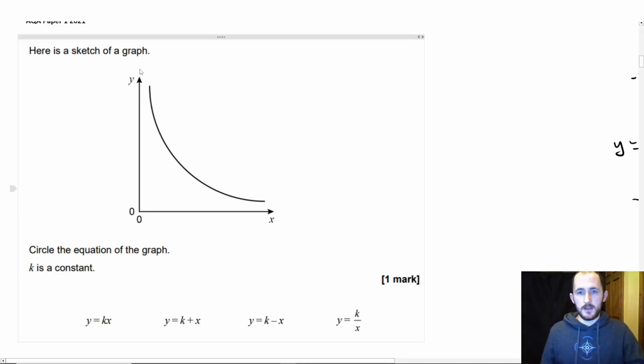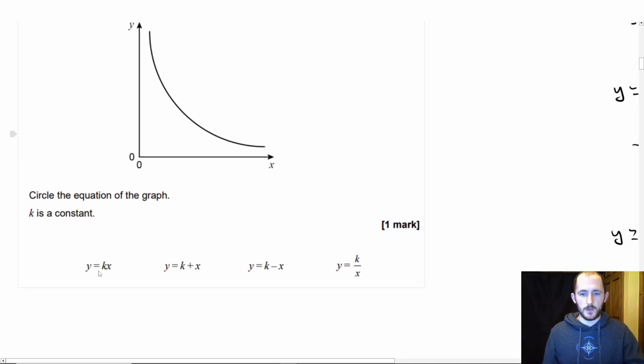So here it is, it's a multiple choice question. Here's a sketch of a graph. Circle the equation of the graph. K is a constant. So, which graph looks like that? Well, it's not going to be linear, so we can cross this one out, right? Because it's not a straight line. Is it k plus x? Well, again, this would be a straight line, right? So it's not that. It's not this, because that's also a straight line, so it must be this one.